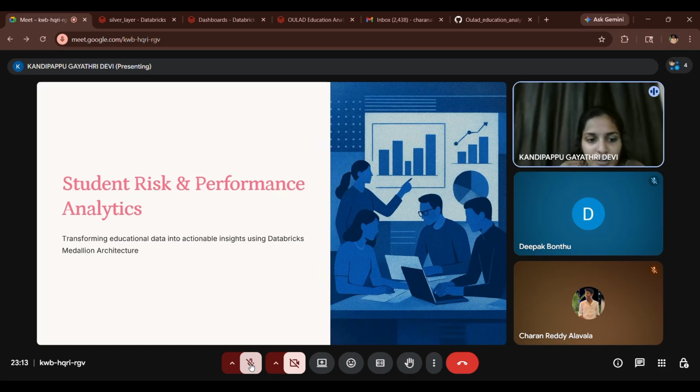Today we are presenting our project titled Student Risk and Performance Analytics using Medallion Architecture with an end-to-end pipeline. This project focuses on transforming raw educational data into meaningful insights to identify at-risk students and improve learning outcomes.